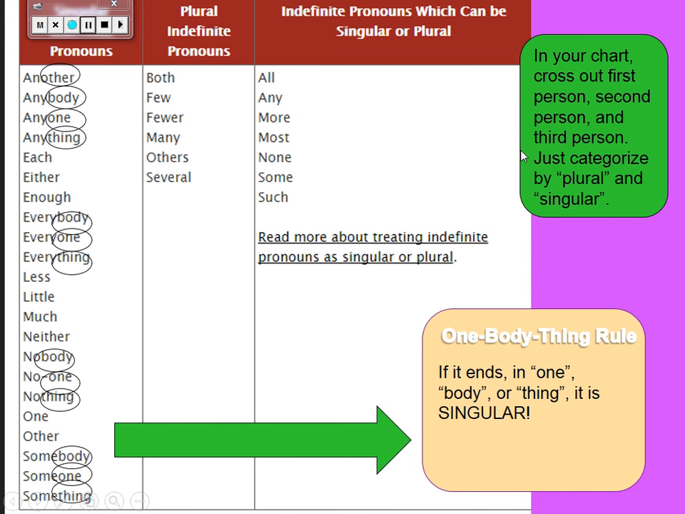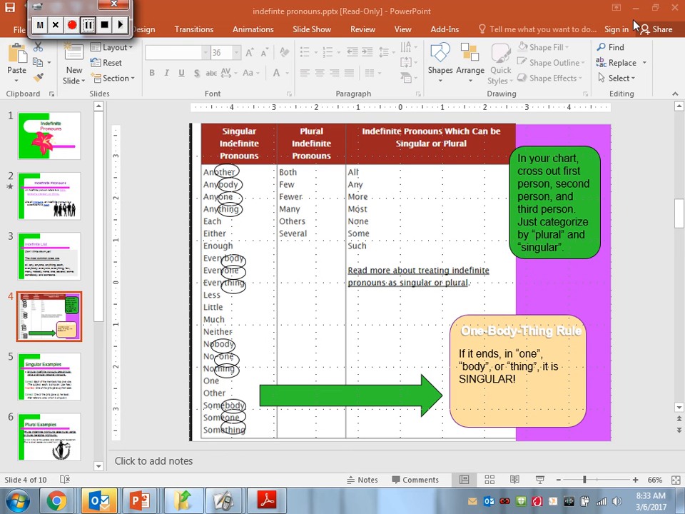So on your grade chart, this is really important. On your grade chart, cross out first person, second person, and third person, and just categorize by plural or singular. So really cross out, I don't want you guys to get confused. Really cross out first, second, and third person over on the left. Okay, and I'll show you this in just a second. And we're just going to categorize by plural and singular. Okay, and I'm going to come back to this slide in just a second.